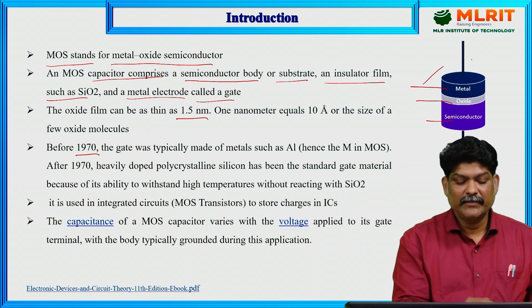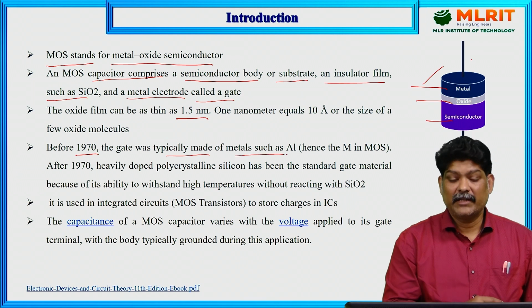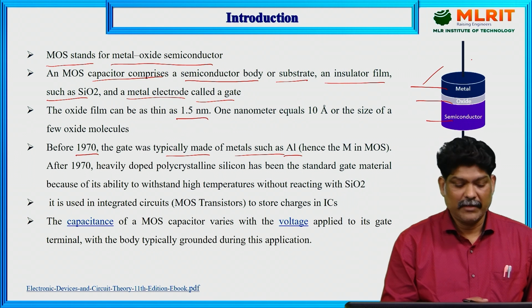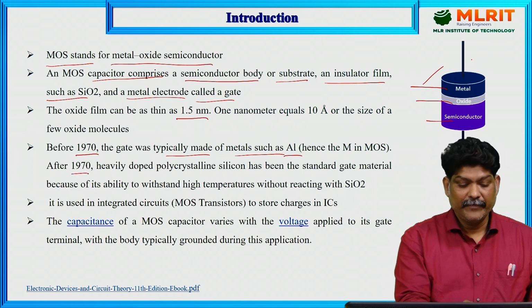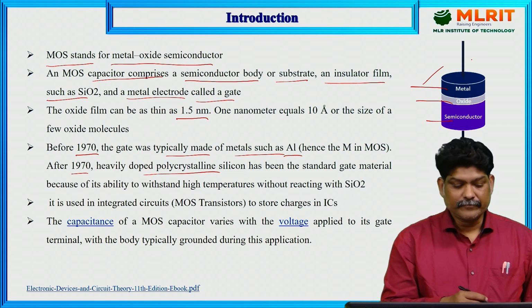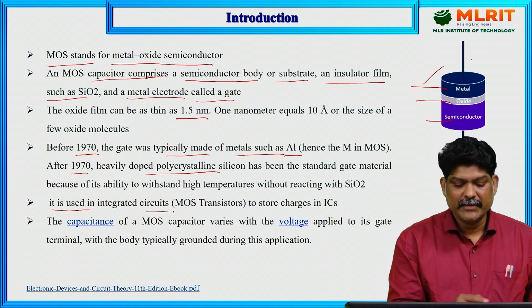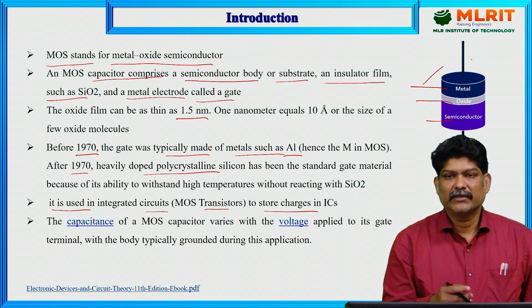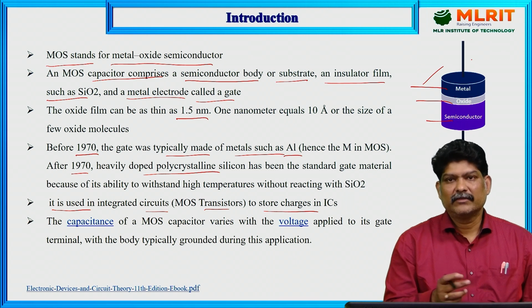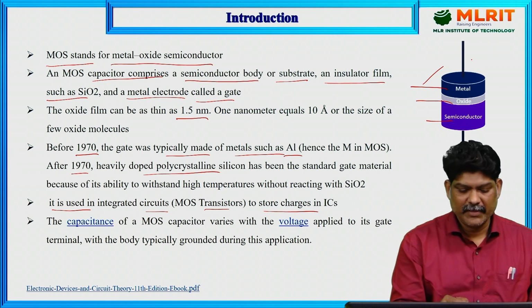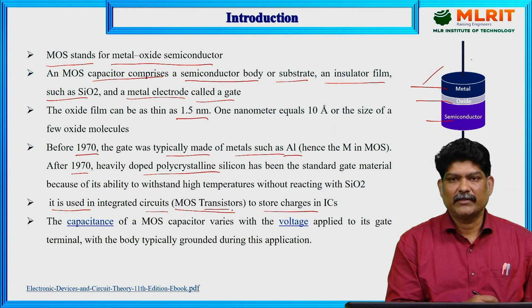Before 1970, the gate was typically made of metal such as aluminum, hence the name metal, M stands for metal. After 1970, heavily doped polycrystalline silicon has been the standard gate terminal. It is used in integrated circuits, MOS transistors, to store charges in the integrated circuits, ICs. So it is not used individually; it is used in integrated circuits. The MOS capacitor is used in MOS transistors.